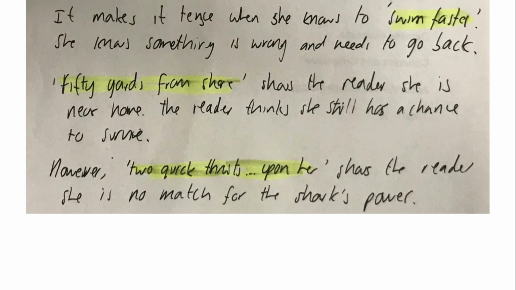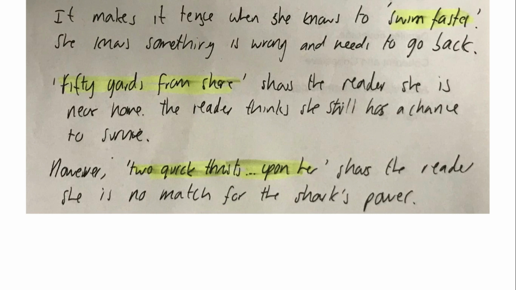So see how I've done it in order, and because I've done it in order of the text, it means I can use words like however. With this 50 yards from shore one, I've set the quote up saying she might get away, but then I've said, oh, however, the writer tells us straight afterwards that she won't get away. So that's a good way of linking the two together.